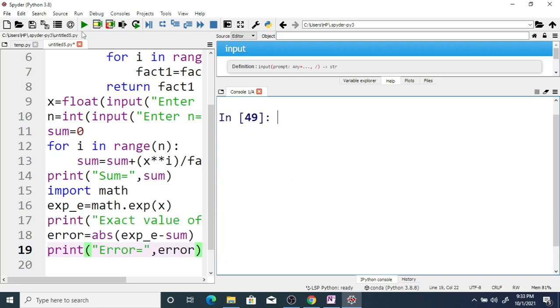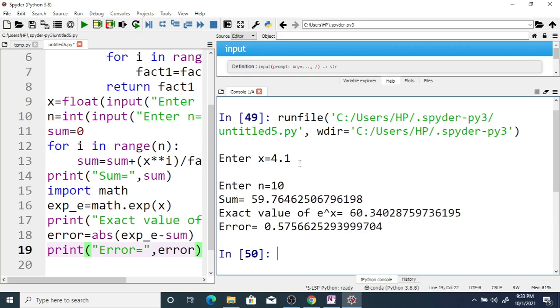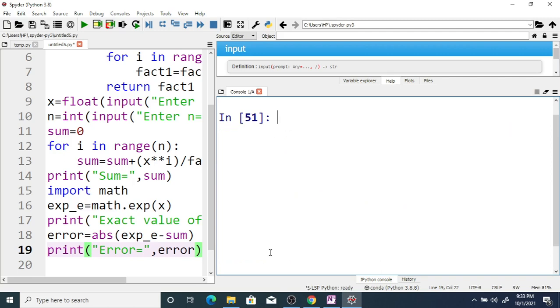So if you run one more time, suppose we want to determine e raised to x for x equal to 4.1 and n is equal to say 10, then you can observe here the exact value is 60.34028 and the calculated value by using series expansion is 59.7646. The error is 0.57. You can also reduce this error by again taking a very large n.